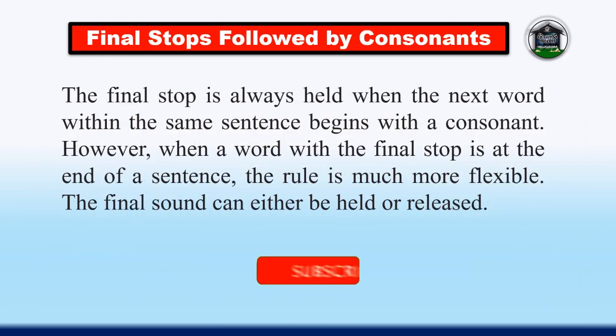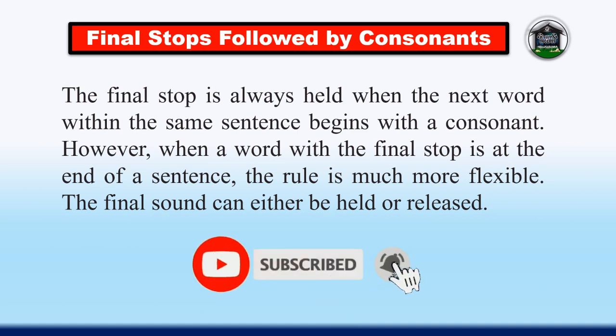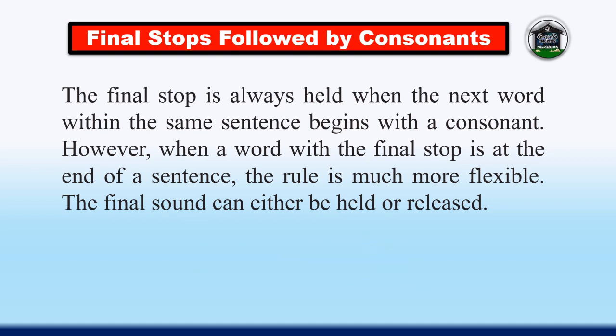Final stop followed by another consonant. The final stop is held when the next word within the same sentence is another consonant. However, when the final stop is at the end of the sentence, this rule is much more flexible. Sometimes the sound is released, as in, the house is big, or it's held, as in, the house is big. However, you wouldn't say, this is a big house with a released G. Instead, you would hold the G sound of the word big, and you would say, this is a big house.